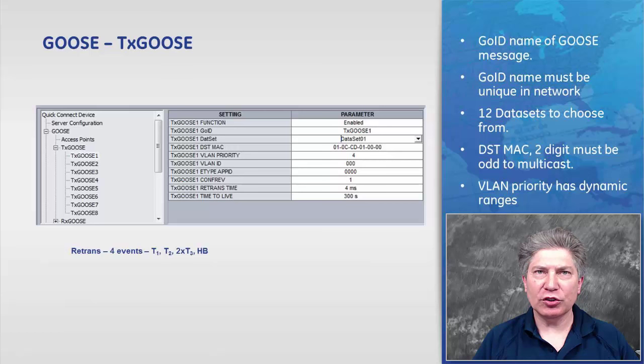The retransmission time works in this manner. When a member value changes, 4 event transmissions are sent in this interval. So it starts off with the retransmission time, then on the next interval, 2 times the transmission time, and then on the fourth one, it goes to the heartbeat. The next part is the time to live. The time to live refers to the amount of time for a subscriber to wait for a Goose message before declaring a communication failure.